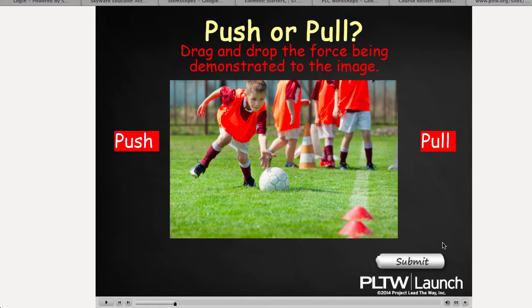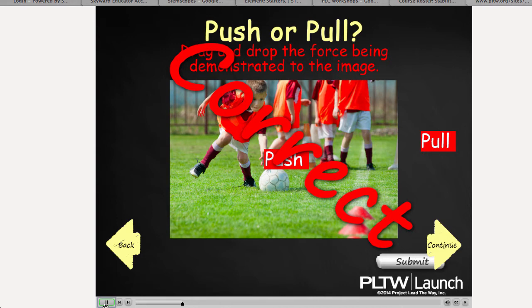Think about the image shown. Can you identify pushes or pulls at work? Drag and drop the correct force being demonstrated in this image. Okay, so you can't drag and drop on this because it's not interactive the way that I've set up this video. But I want you to think and guess, is this a push or a pull? And obviously it just told you it's a push. So ask yourself if you were correct on that.